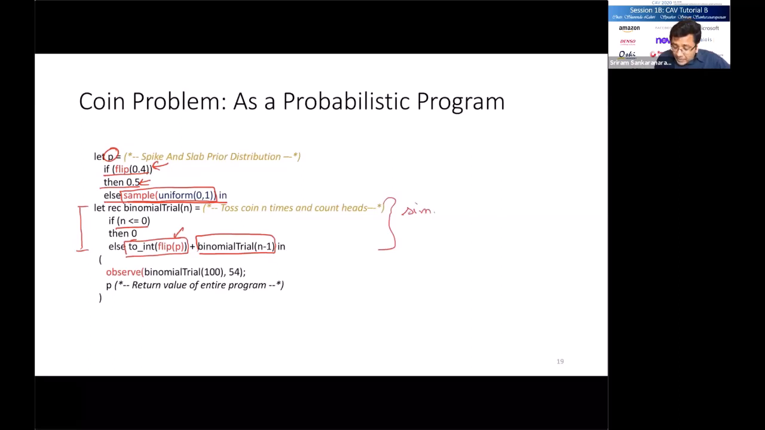And then I observe that 100 trials of this coin yields 54, 100 tosses yields 54 heads. And I write it as a hard conditioning, as an observe statement. And the return value of the program is just P. So this is how I would write this as a probabilistic program.